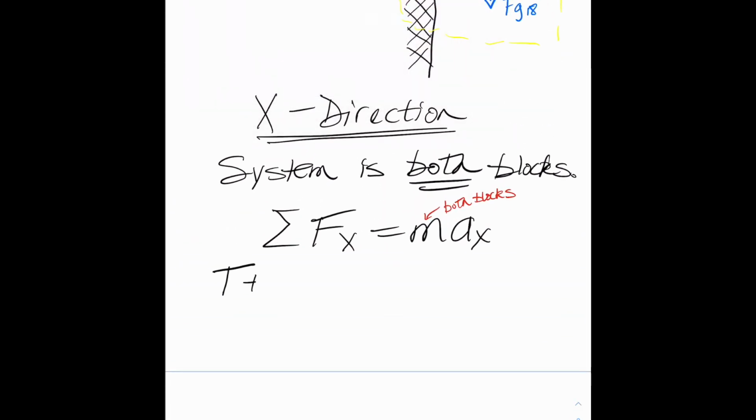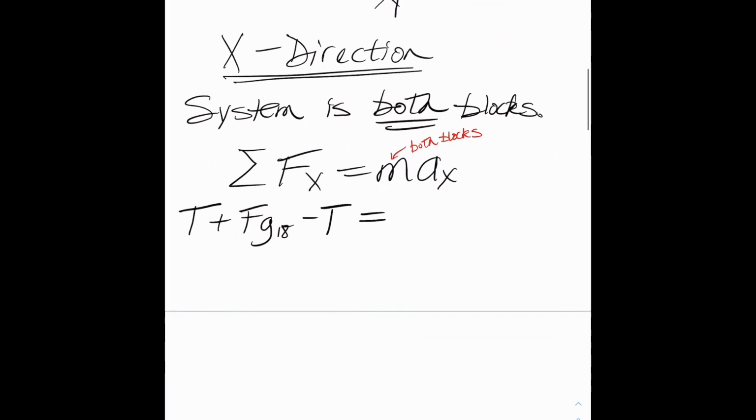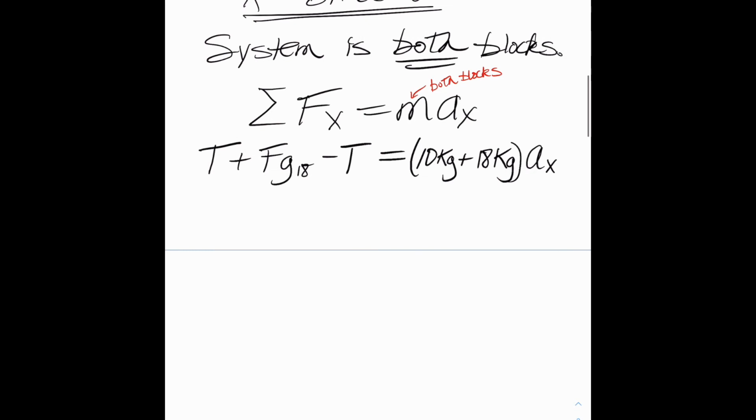I'm going to go back up and show you that. You can see it right there in the problem. This is going to be both masses, so we're saying 10 kilograms plus 18 kilograms. Obviously 28, but I wanted to write it out. We want to solve for acceleration in the x direction.